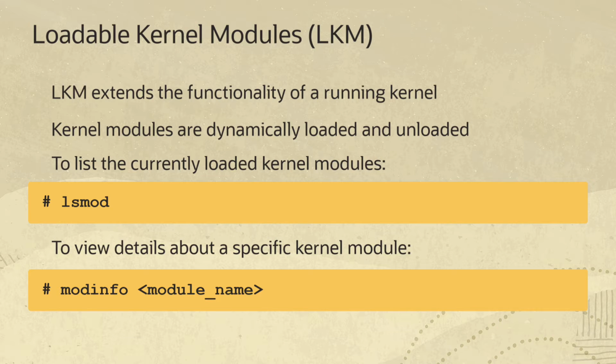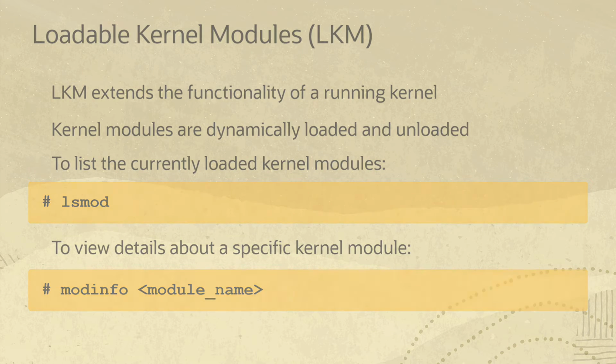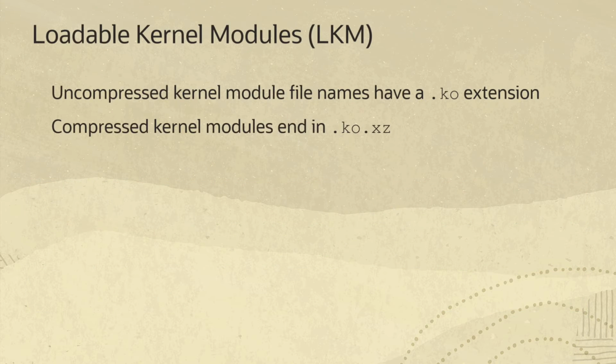To list currently loaded modules, use the lsmod command. For viewing more details about a specific kernel module, use the modinfo command along with the module name. There's a difference between recognizing kernel modules. Kernel module file names have a .ko extension, which stands for kernel object. Compressed kernel modules have an extension of .ko.xz instead of .ko.